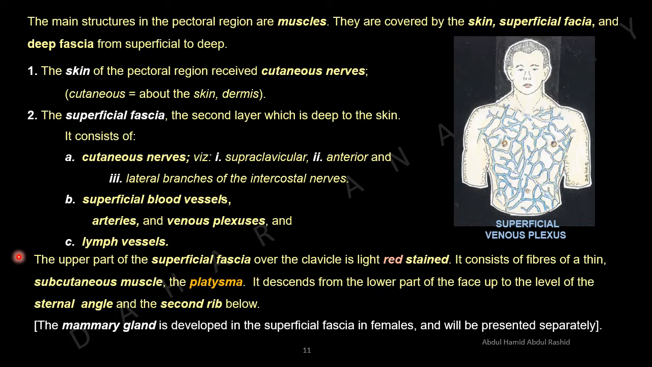It consists of fibers of a thin subcutaneous muscle, the platysma. It descends from the lower part of the face up to the level of the sternal angle and the second rib below. The mammary gland is developed in the superficial fascia in females and will be presented separately.